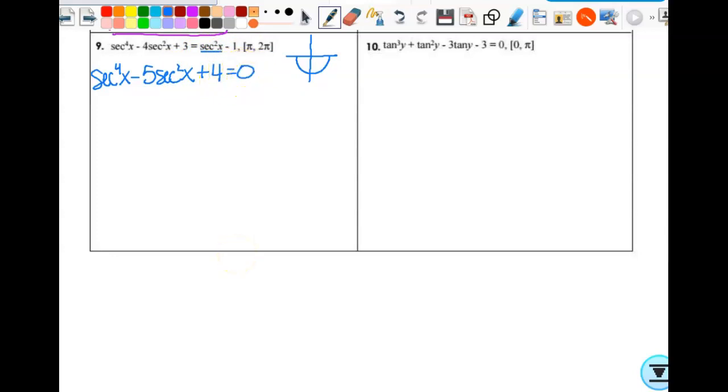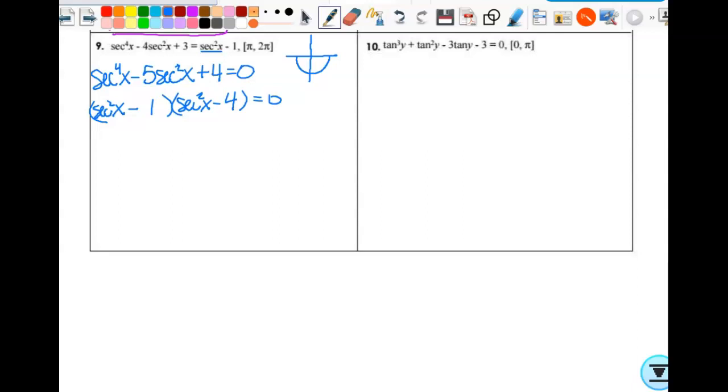So it is a quartic, but it is set up where I can factor it like it's a quadratic, in the same manner anyway. So I'm going to have secant squared x at the beginning of both. This sign is positive, so the signs are the same. This is negative, so they're both negative. So I need two numbers that are going to multiply to give me a positive 4 and combine to give me a negative 5. Negative 4 and 1. Okay, or negative 1 and 4, whatever. I'll put the 1 first, it doesn't matter.